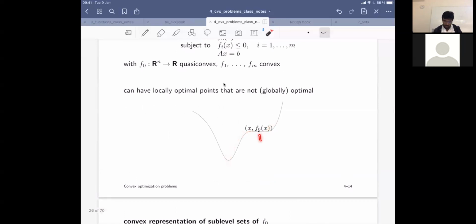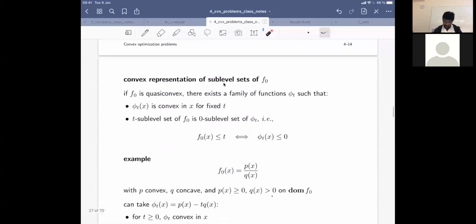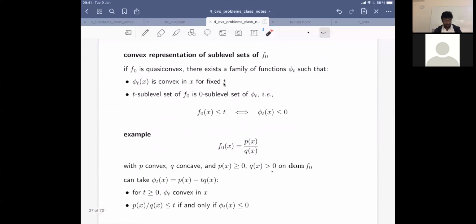Since local minima are not all global minima, that makes some issues, right? That's a huge issue. What was the beauty of our convex optimization problem? You found that one point is a local minimum, then you can confidently say that that point is a global minimum. But that's not the case here. That's the problem. So now let's see how to handle this.